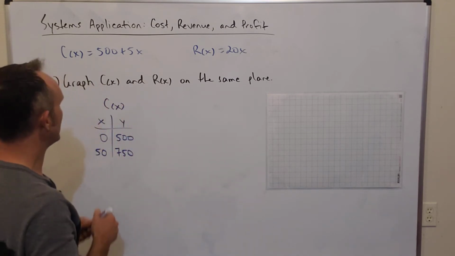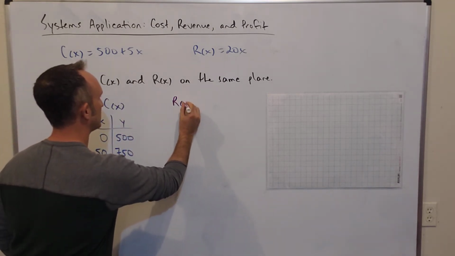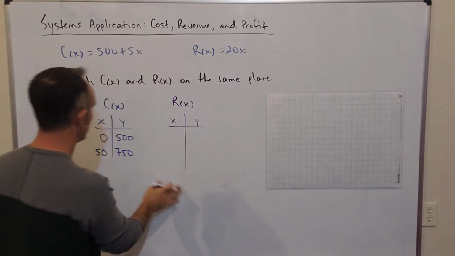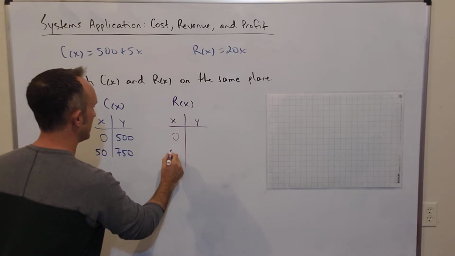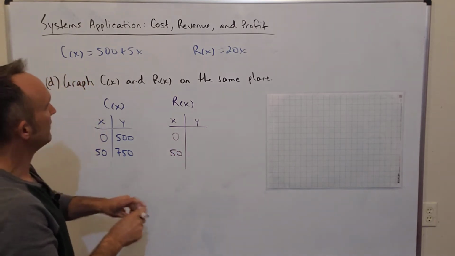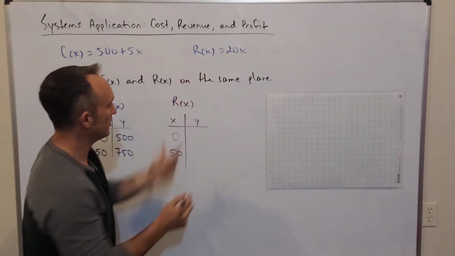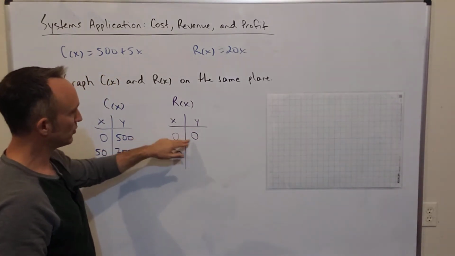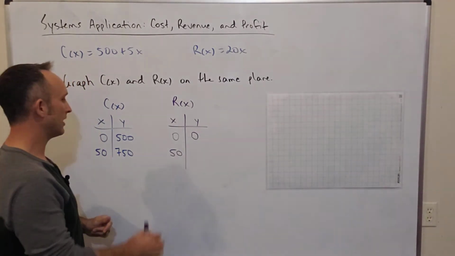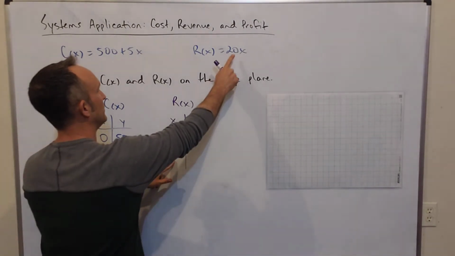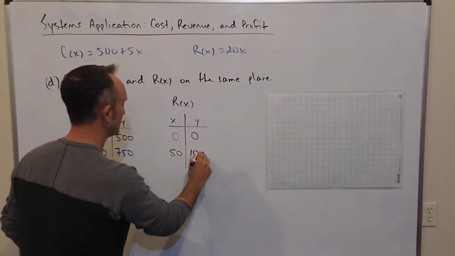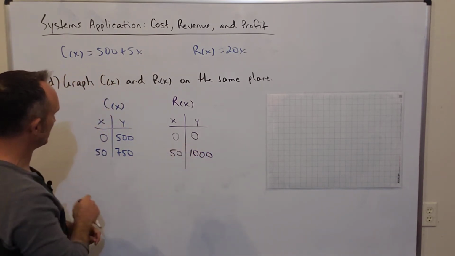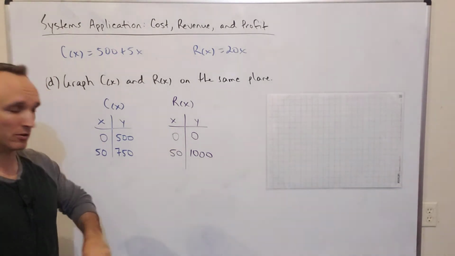Then let's look at the R of x function and do the same kind of thing. In fact, let's use the same two x values, 0 and 50. If x is 0, 20 times 0 is 0. That makes sense. That means if he mows 0 lawns, his revenue is going to be 0. Okay? Then, if we plug in 50, we get 20 times 50, which is 1,000. So my y-axis is going to have to go from 0 to 1,000, and my x-axis is going to have to go from 0 to 50.